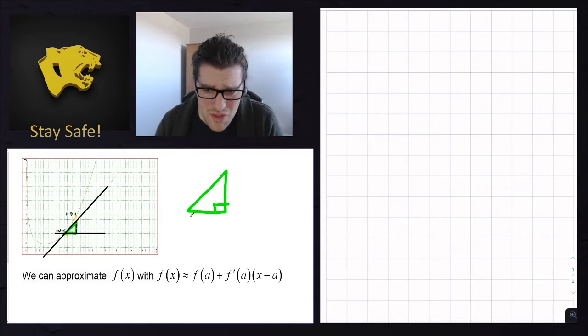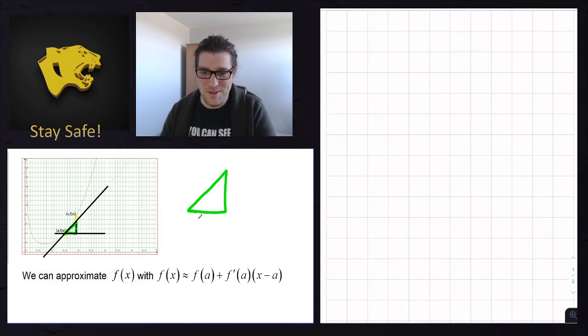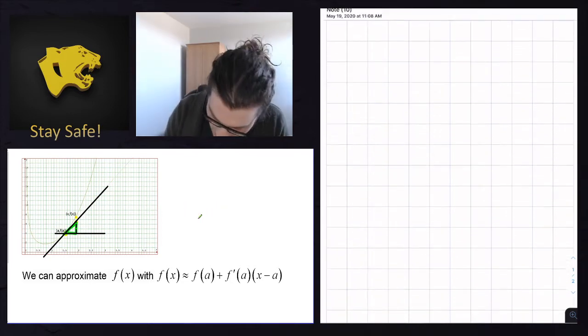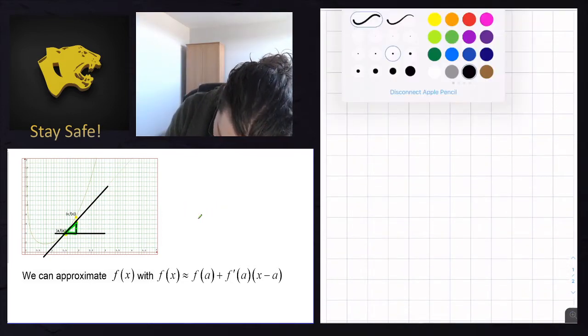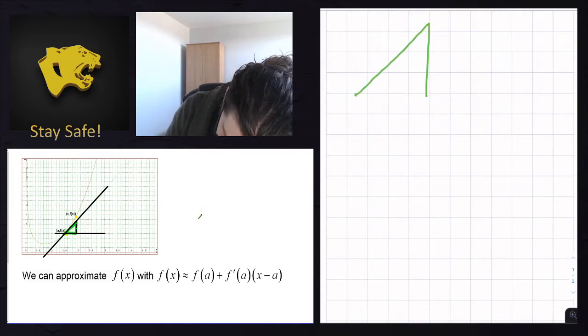Now, the x distance is basically the length between those two x values, which is x minus a. I'm going to have to do it on my pad. I didn't realize how awkward that was going to be. My apologies for that. So this part down here is x minus a.